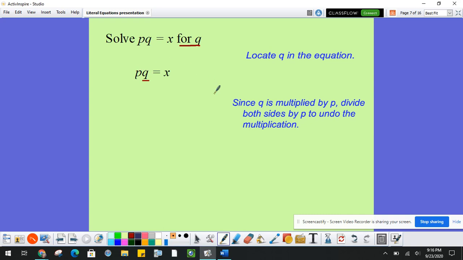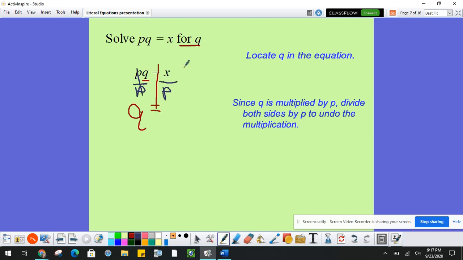Step three, use the inverse operations. So since Q is multiplied by P, I'm going to divide both sides by P to undo the multiplication. So as usual, I'm going to divide into two equal parts, left and right side of the equal sign. And to get Q by itself, I'm going to divide by P right here, divide by P right here. These two P's are going to cancel out. And I'm still going to have Q left on this side.